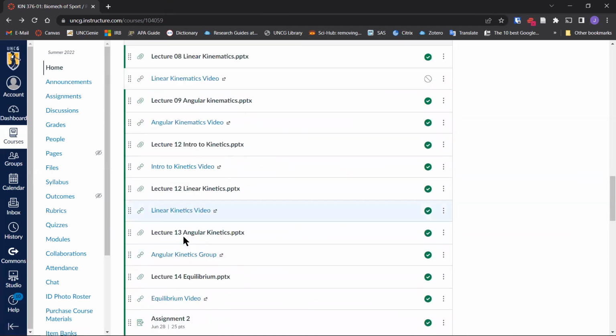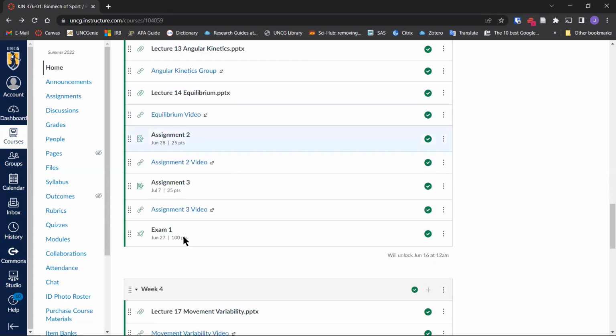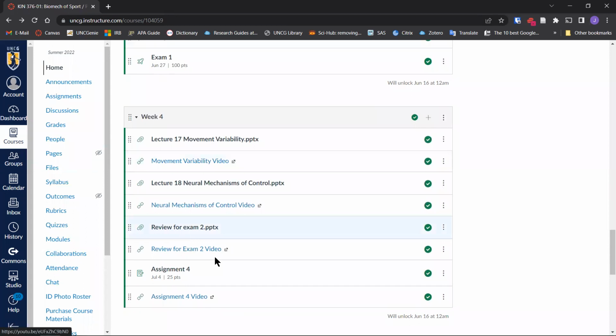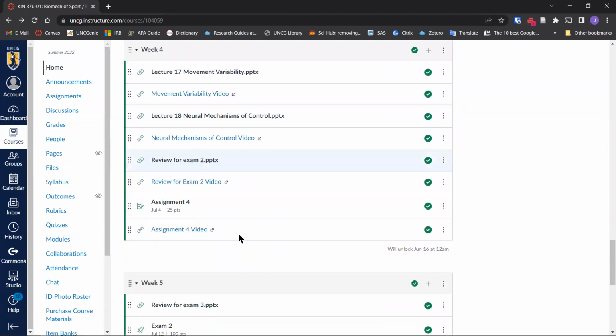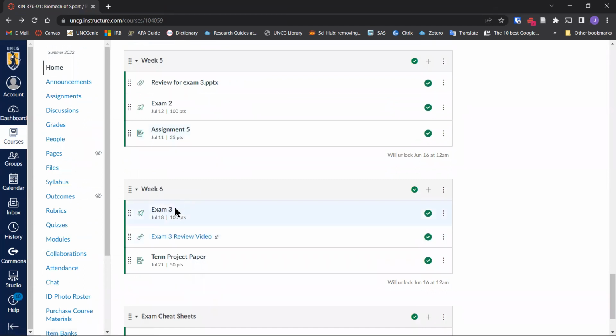Week 3 is the busy week. This is where we get into the physics of movement, mechanics of movement. Week 4 is a bit lighter. There's only 3 main lectures and the assignment. Week 5, just review for the last exam, take the second exam, 1 more assignment. Week 6, your exam review, and the term project.